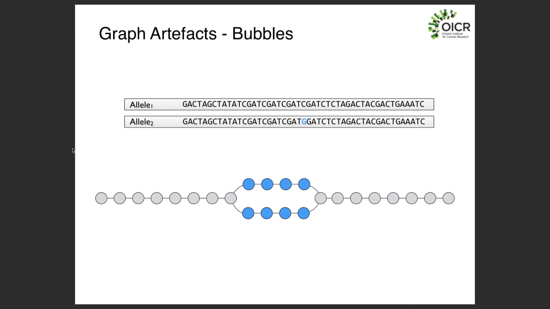Now there's another type of graph structure that we're interested in. If you sequence diploid genomes, which have heterozygous SNPs, our graph structure is going to have branch points where there's any sort of allelic differences.